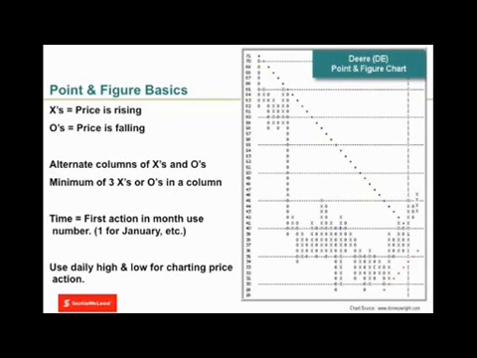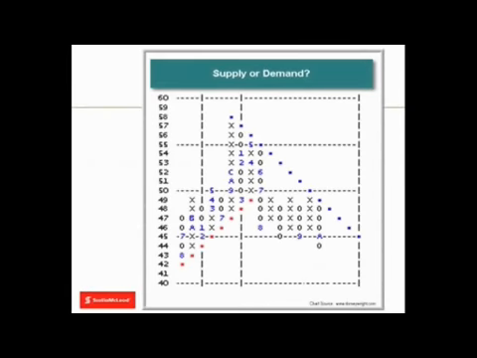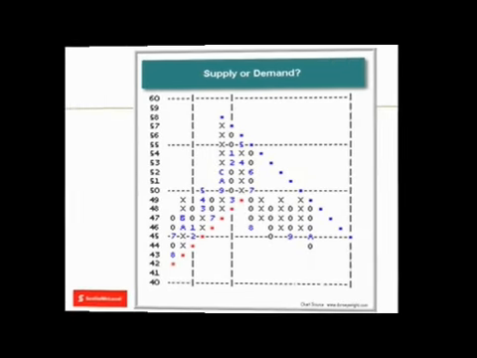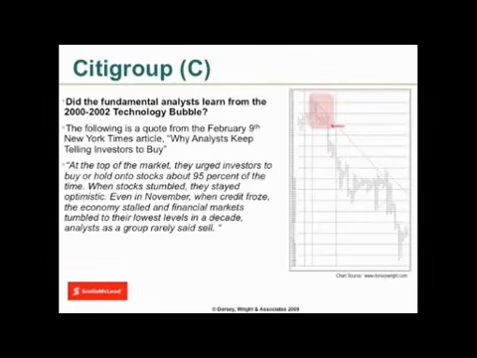Now that you have an understanding of how the point and figure chart works, let's have a little test. Look at this chart. Is supply or demand in control? Clearly, supply is in control. If you had this stock in your portfolio, would you want it in there, or would you want to sell or hedge it? Do you know what this stock is? It was Citigroup in October 2007.